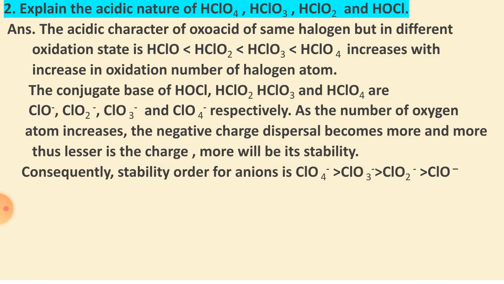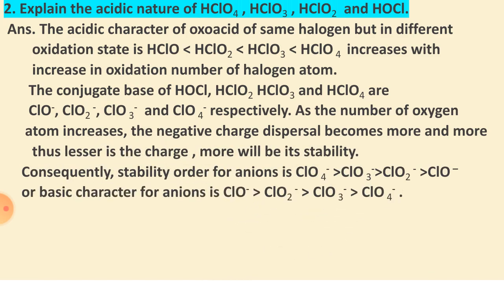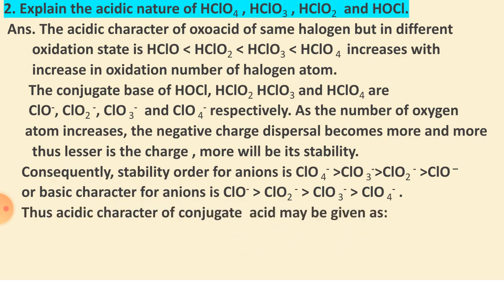So consequently the stability order of anions is ClO4 minus, then ClO3 minus, then ClO2 minus, then ClO minus. The basic character of anions is thus the reverse: ClO minus, ClO2 minus, ClO3 minus and ClO4 minus. So in this way you can also find the stability of anions and the basic character of anions. Thus the acidic character of the conjugate acids may be given like this: HClO4 more than HClO3 more than HClO2 more than HOCl.